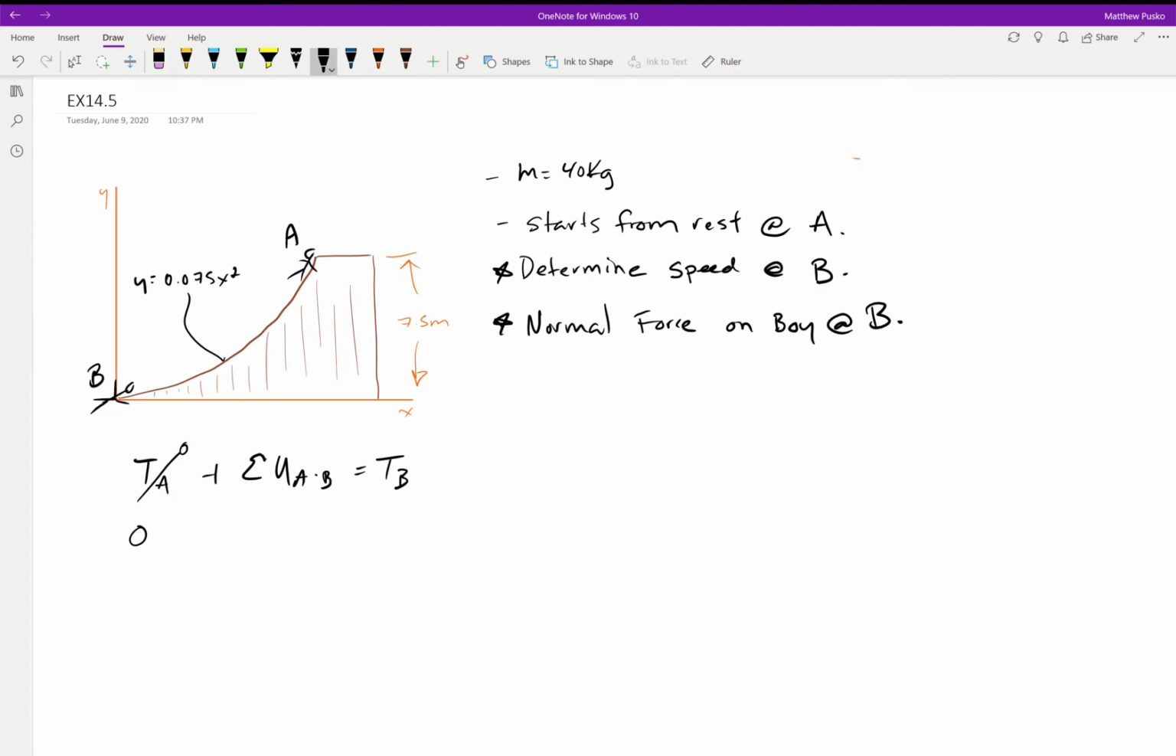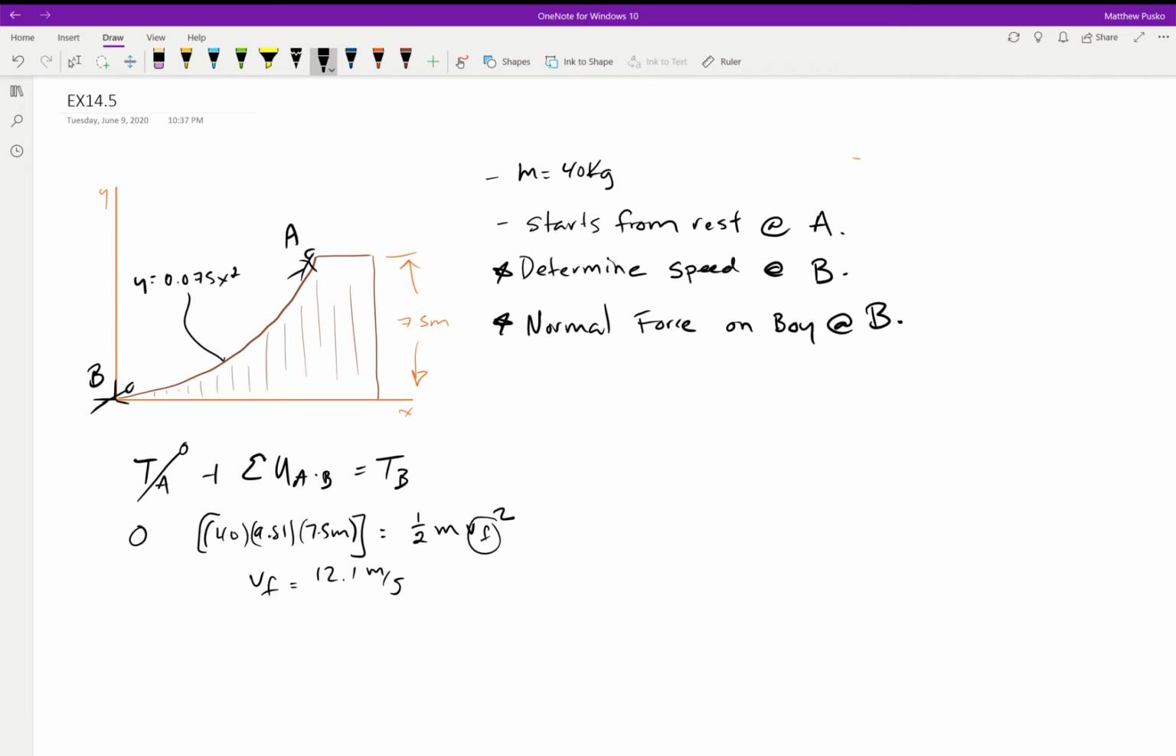What kind of work did it do? Well, it took this weight of 40 times 9.81 down a distance of 7.5 meters. Alright, now that equals the new kinetic energy, 1/2 m v final squared. And we can solve for that right away. V final ends up being 12.1 meters per second.